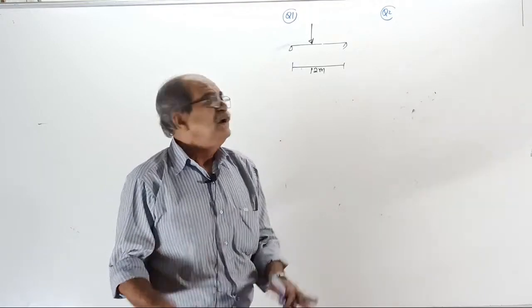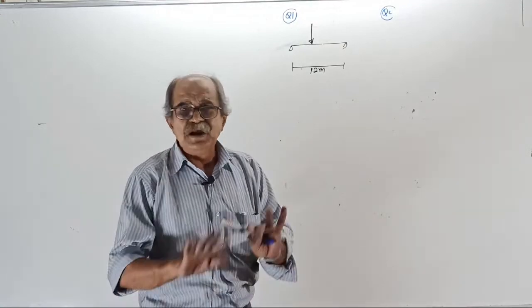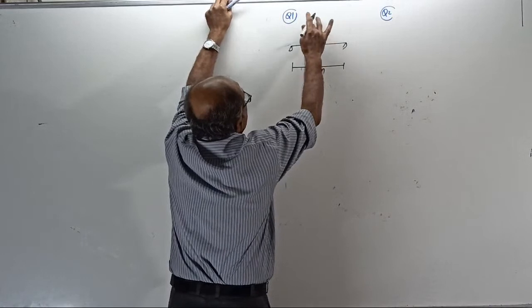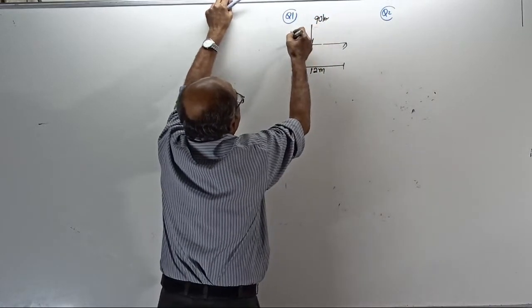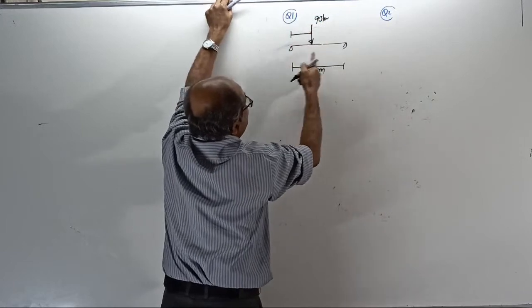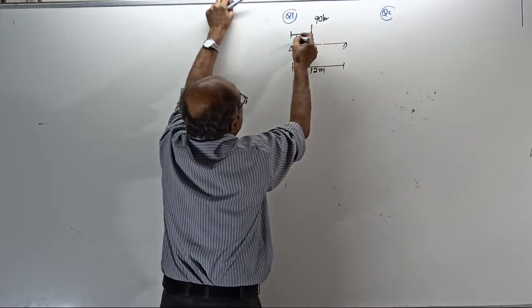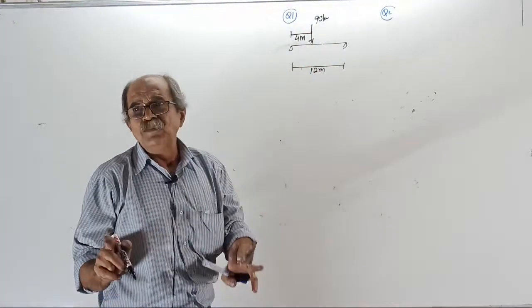Just to eliminate decimals like 31.48675. Multiple of 3 and 9 I want. A load of 90 kilonewton. Not at center. This is 12 meter, center is 6 meter. At 4 meter from left hand. First question, 4 meter from left hand.